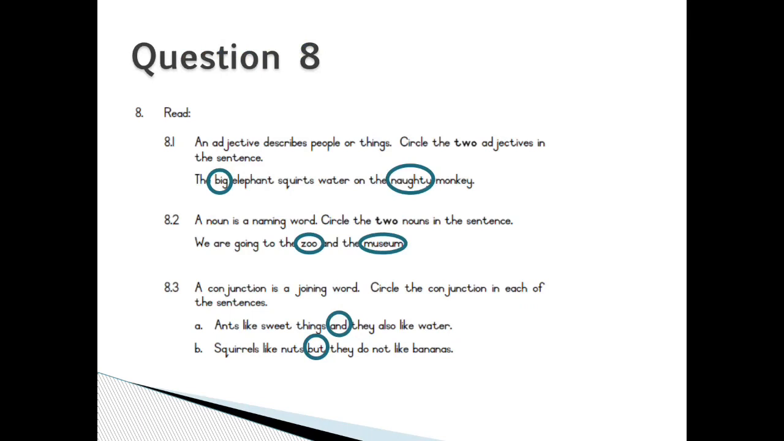Question 8, 8.1. The two adjectives are big and naughty. 8.2. The two nouns are zoo and museum. 8.3. The joining words in the sentences: A, it's and; for B, it's but.